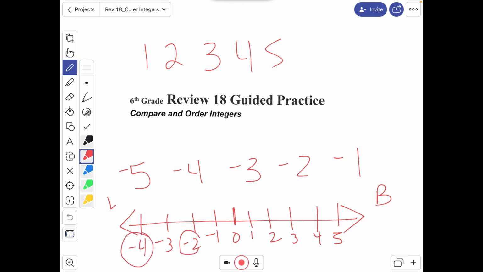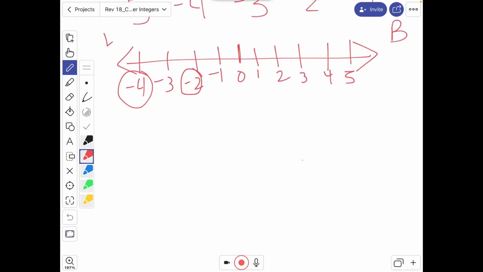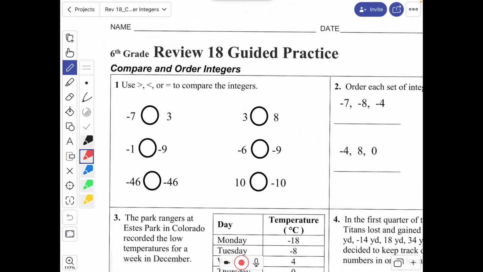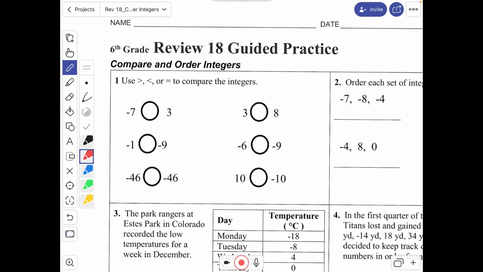So -4 is much smaller than -2. So remember that negative numbers kind of go backwards. Let's look at the worksheet you're going to do. Review 18, Guided Practice. Number 1 says use greater than, less than, or equal to compare the integers.